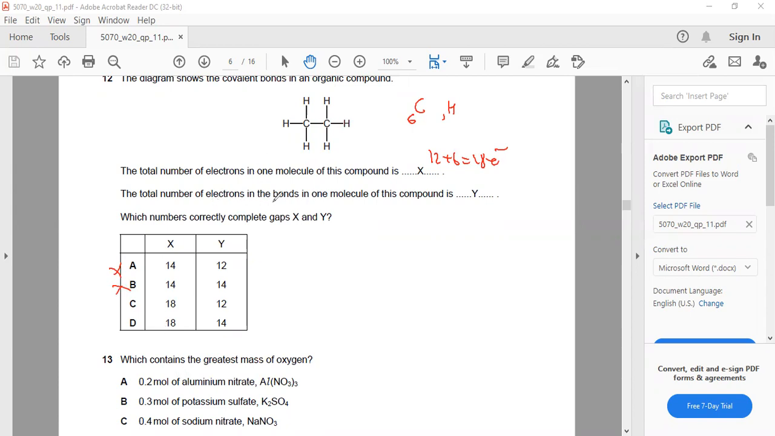The total number of electrons in the bonds in one molecule is Y. Okay. Total number of electrons in the bond. Remember, one bond, two electrons. One single covalent bond has two electrons. So 1, 2, 3, 4, 5, 6, 7. 7 into 2, 14. So D is the answer.